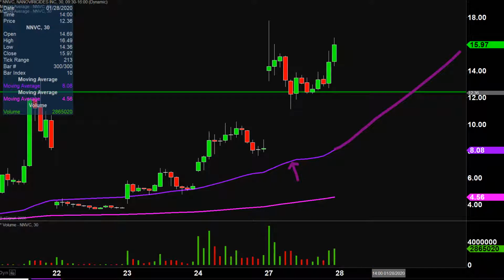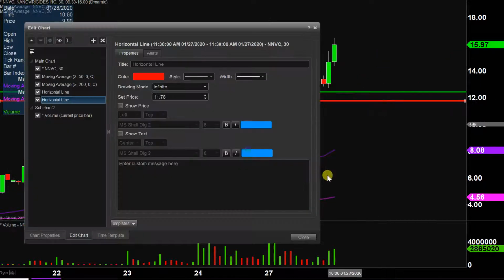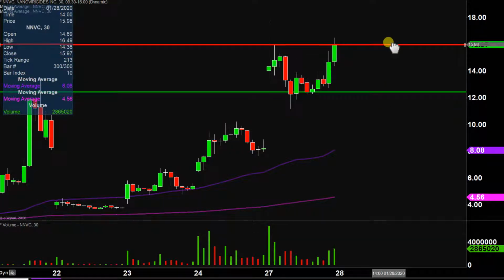What about areas of resistance? Initial area of resistance going into Tuesday. Whoops, there we go. Going to be right there at the $16 mark.